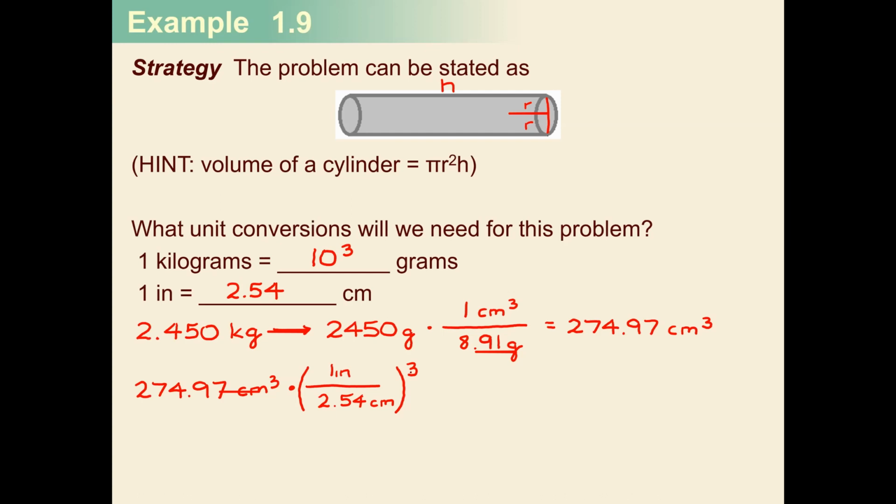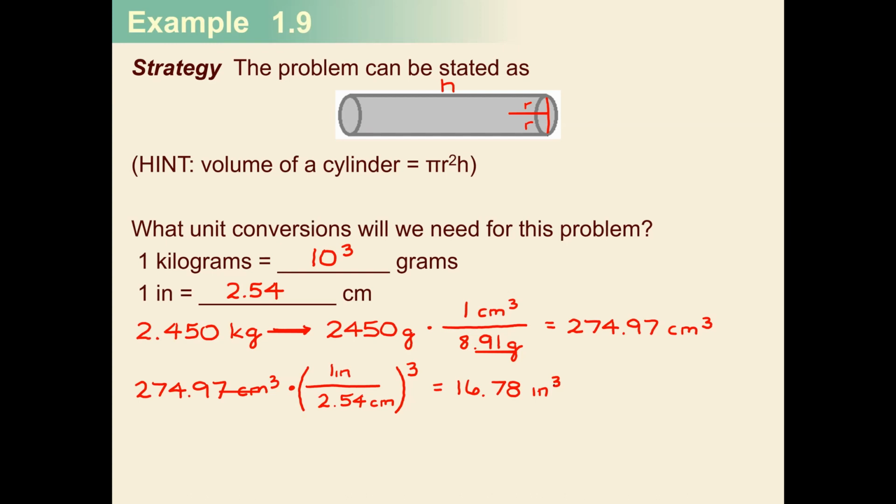Whatever you do to the unit, you must also do to the number. So as you're doing this calculation, you're going to want to take your 274.97 cubic centimeters and divide by 2.54 cubed. If you do that, you will actually get a volume of 16.78 cubic inches.